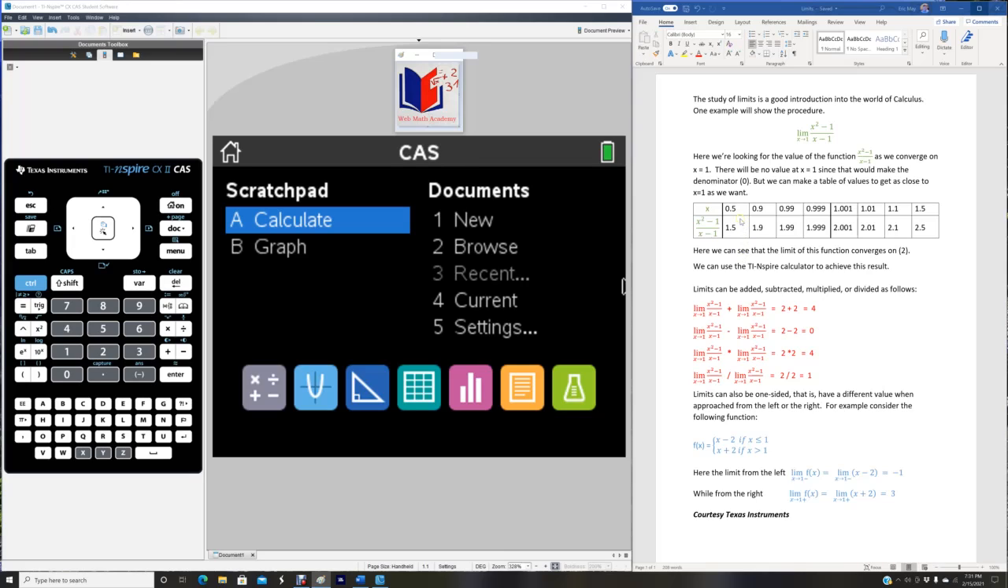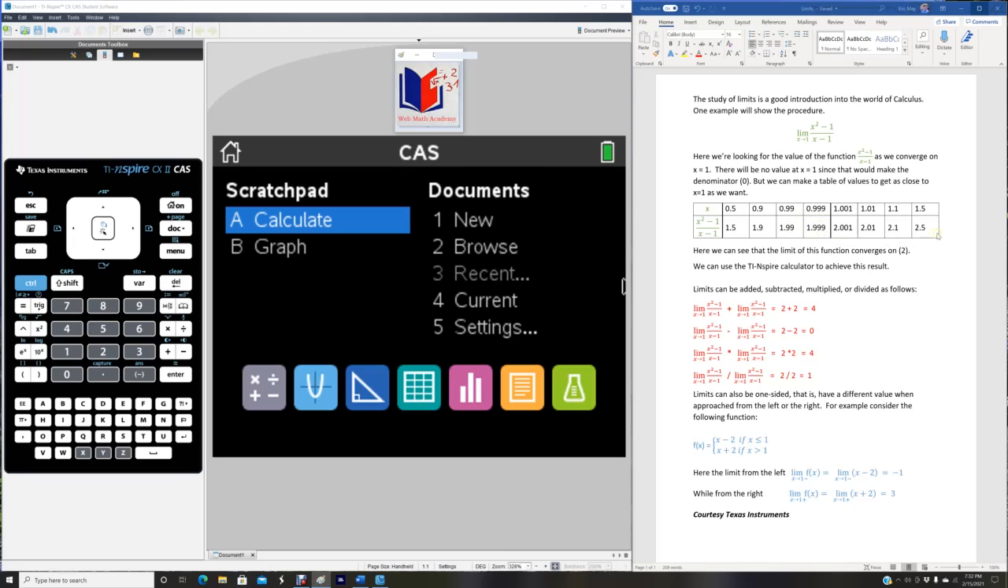So we start from the left with 0.5, and if we plug that into x, we get 1.5 as the value of the function. 0.9 gives us 1.9, 0.99 gives 1.99, 0.999 gives us the function value of 1.999. So you can see that it gets closer and closer to 2.